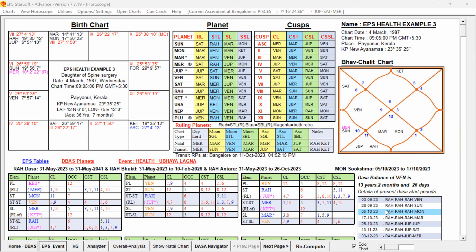Example number 3, spine surgery. We are going to study this example with the help of the PILT table. Now let us examine the birth chart. This is the birth chart of that female native. Now let us examine with the help of the PILT table. Let me take you to the PILT table directly. We will examine the key planets and their role in the PILT table by way of rulers and also in supports.